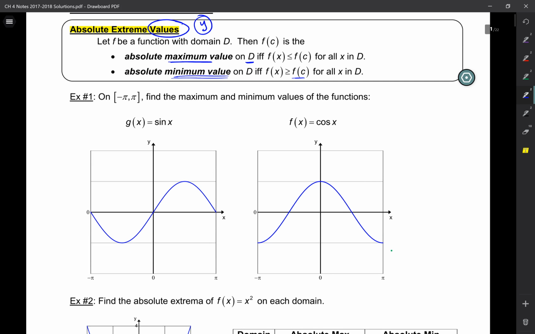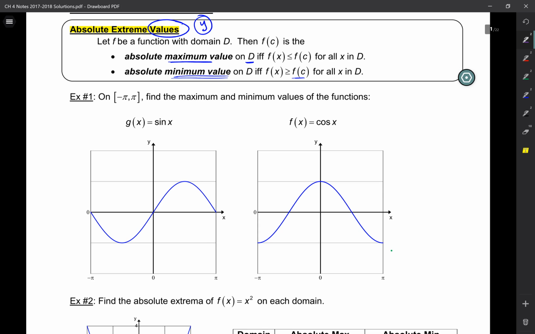All right, so let's take a look at this. Most of the time, 99% of the time, you're going to be given a domain over which to look for extrema. Because in calculus, as opposed to algebra 2, we don't look at the entire function over its whole domain. Calculus is very much looking at tiny little intervals. So here it says, on the interval negative pi to pi, find the maximum and minimum values of these functions.